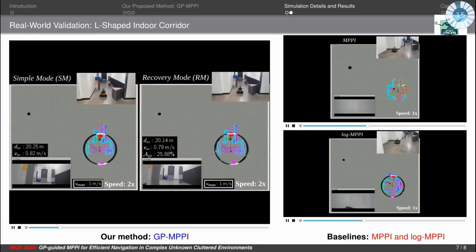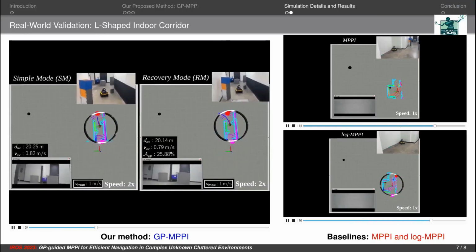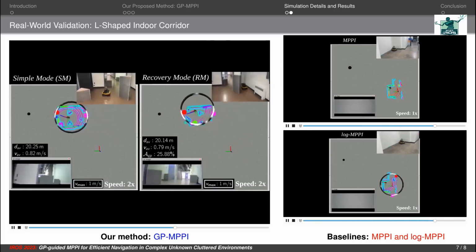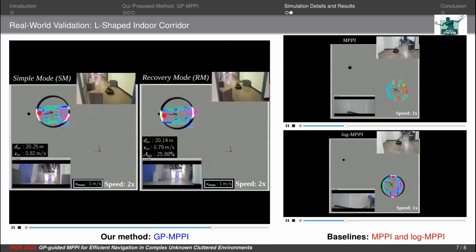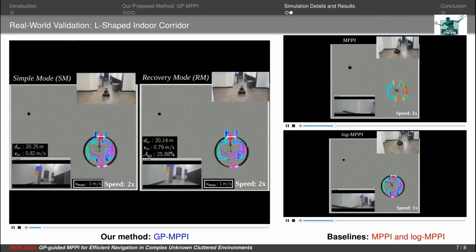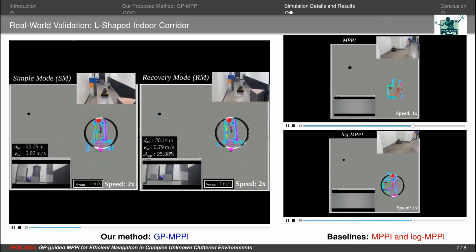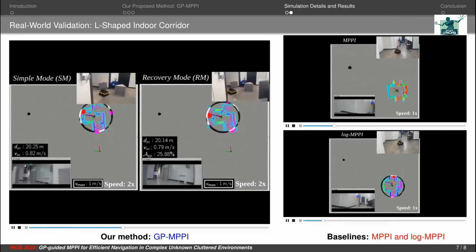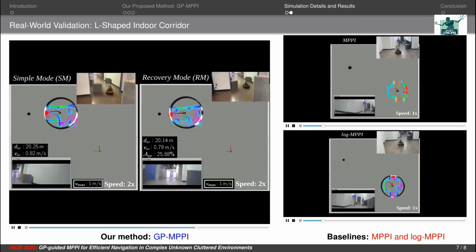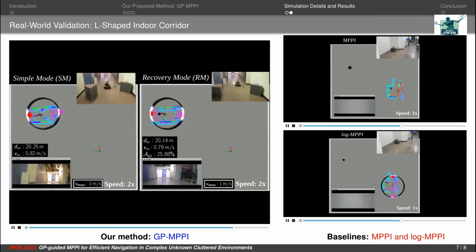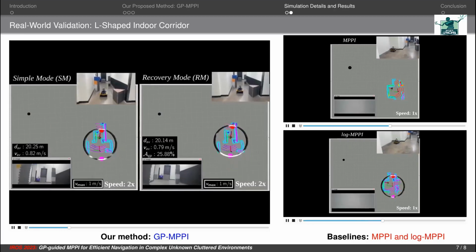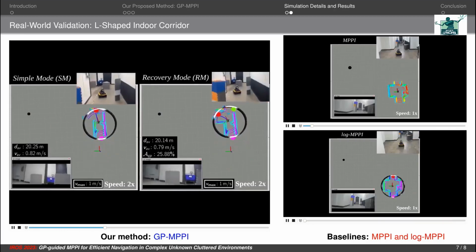We also experimentally demonstrate the applicability of our proposed control strategy in a complex unknown L-shaped corridor environment. We can conclude that both operating modes ensure collision-free navigation with an average linear velocity of 0.8 meters per second, without the risk of being trapped in local minima while moving towards their desired state. However, the two baselines failed to complete the control mission due to the challenging environmental conditions.